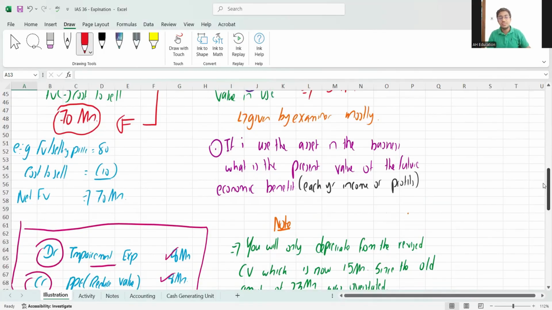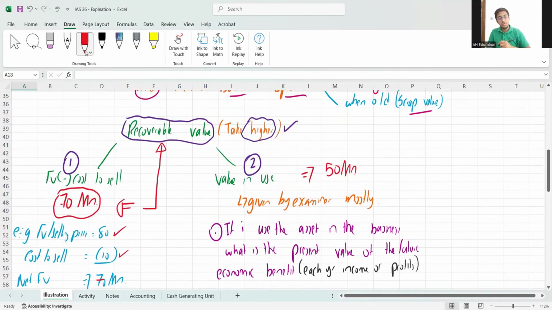Fair value minus cost to sell, I of course don't need to explain it. You all know. So your market selling price is 80 million. To sell that particular asset, you all need to pay agent fees, advertising, all of those. Those cost about 10 million. So your net fair value is 70 million. This is if you are selling that asset and generating cash.